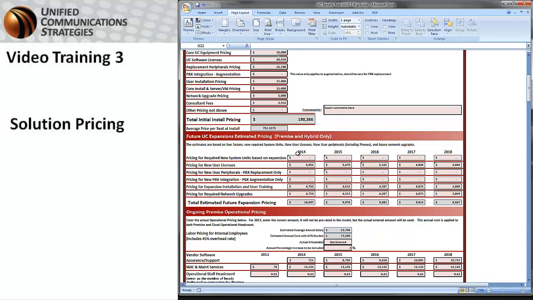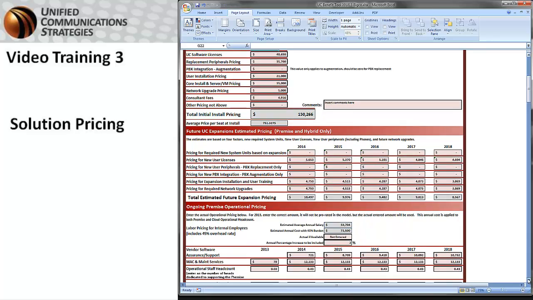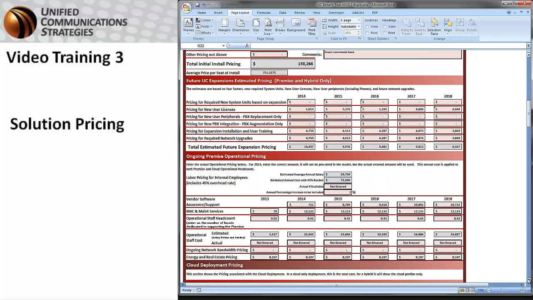Now as you go down through the rest of this tab, you actually have the pricing for beyond the initial install year of 2013. So this is future expansions pricing. So pricing for all the components of expansion every year based on our growth that was actually built into the model. Then if we go down a little bit farther, we see ongoing premise operational pricing.